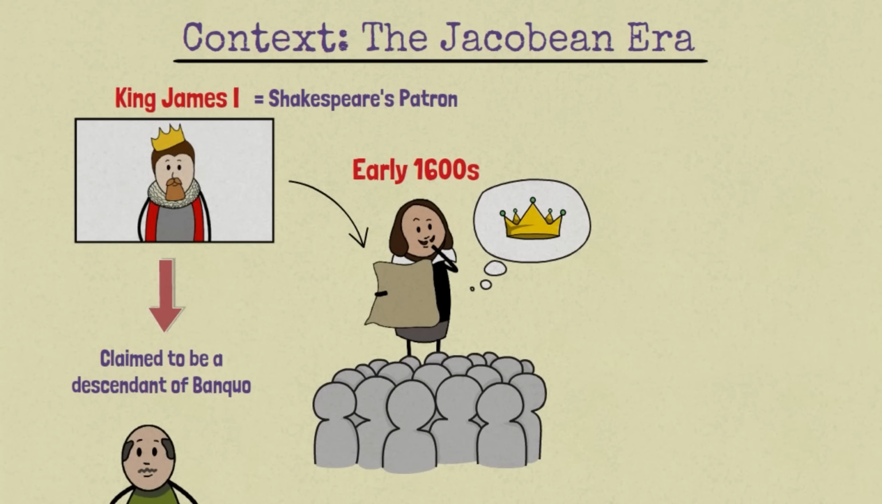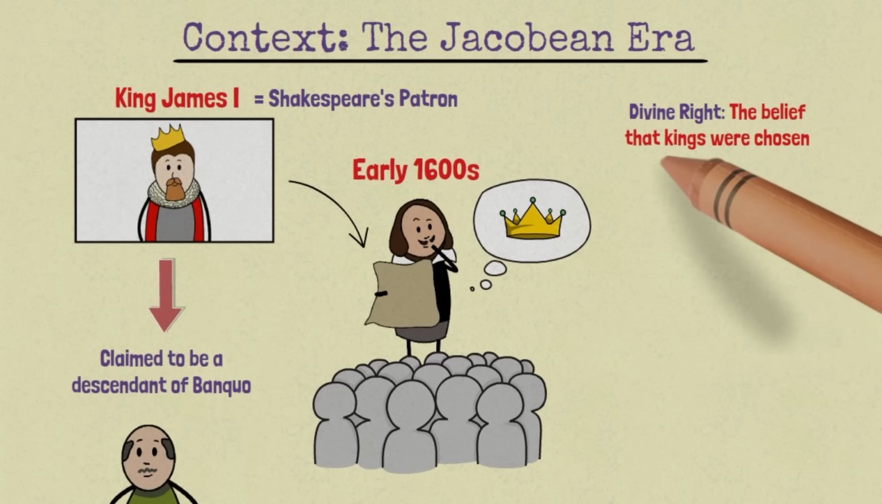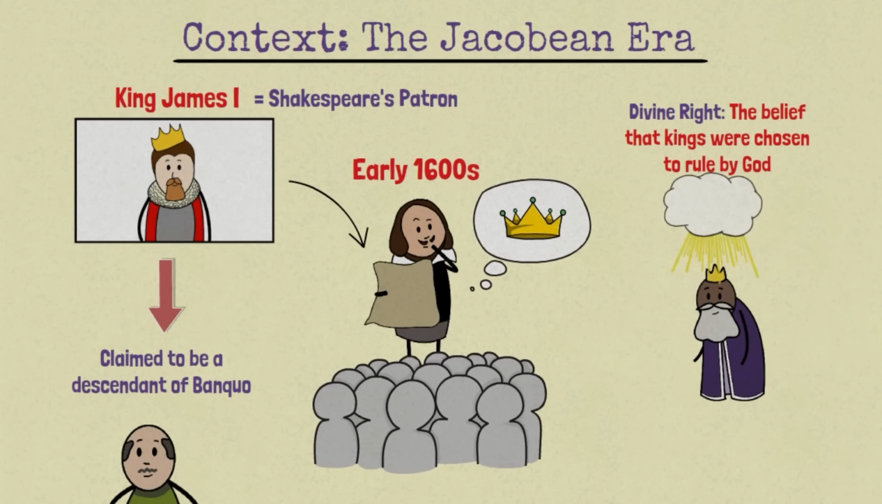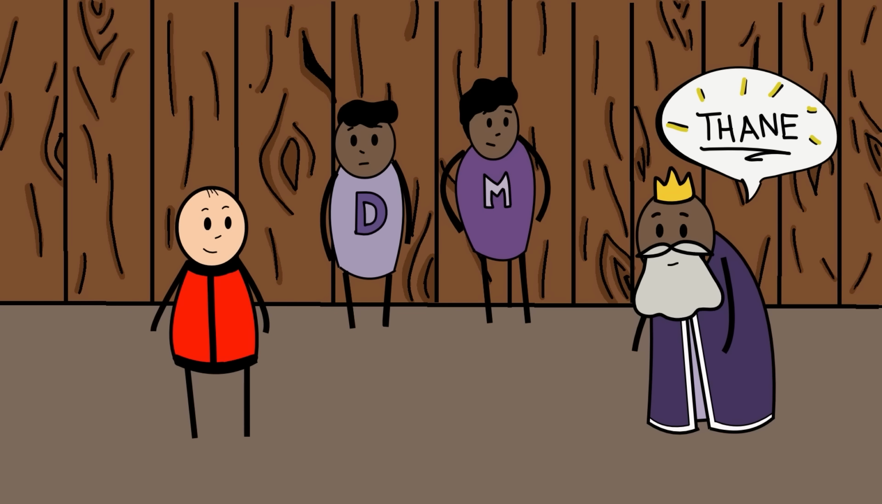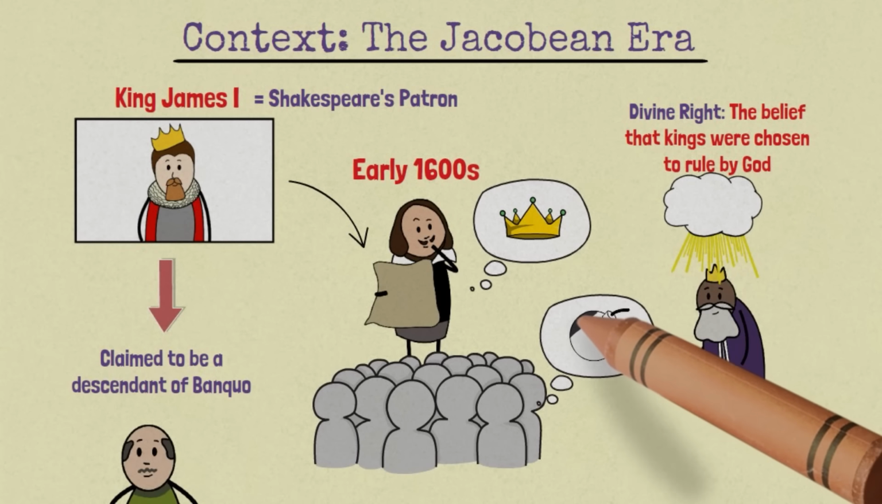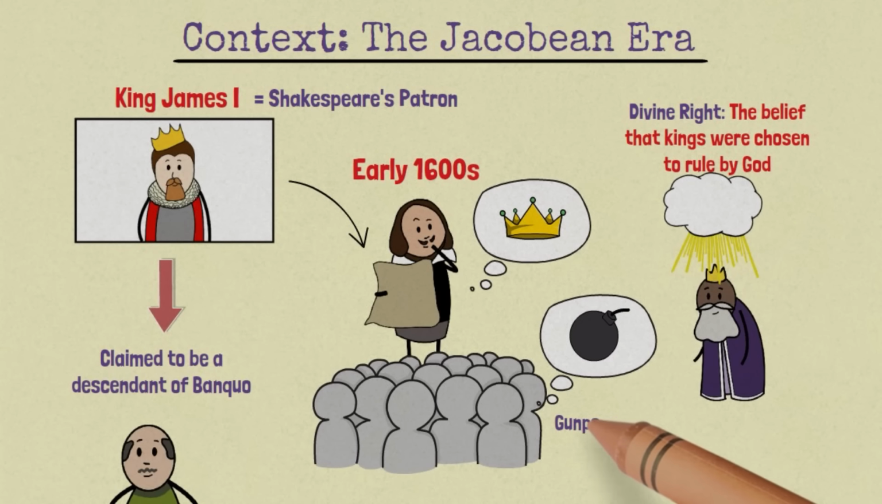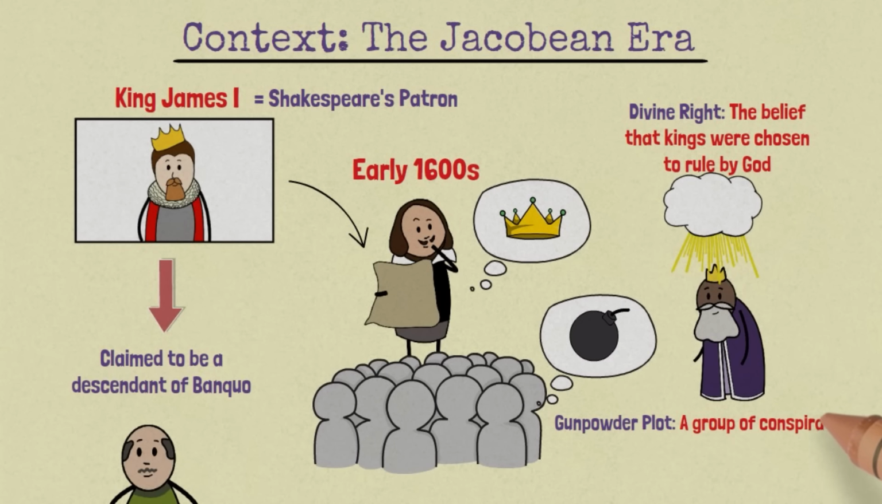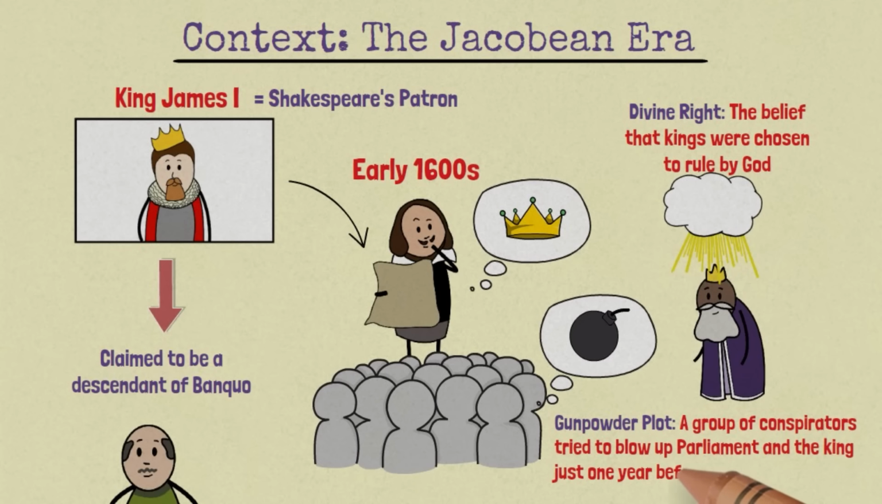For instance, it was common belief that kings were chosen to rule by God, a principle known as divine right. So when Macbeth kills Duncan, it is portrayed as a crime against heaven that actually upsets the balance of nature. This was especially relevant to remind audiences of, because just 1 year before Macbeth was first performed, Guy Fawkes and a group of conspirators had tried to blow up Parliament and kill the king in the infamous Gunpowder Plot.